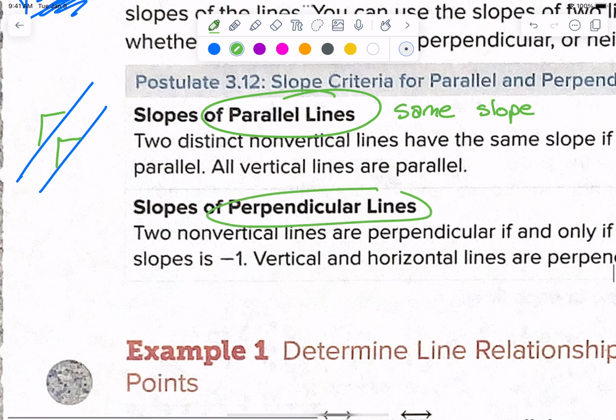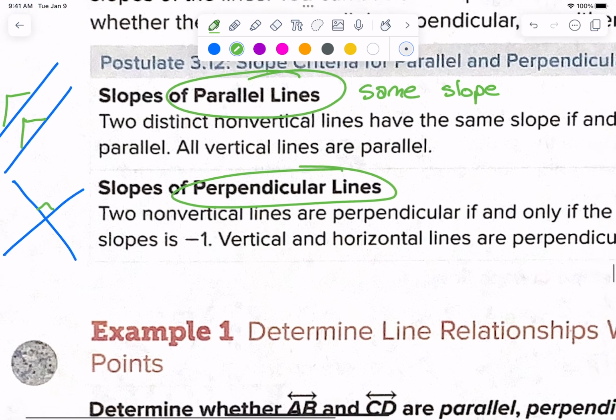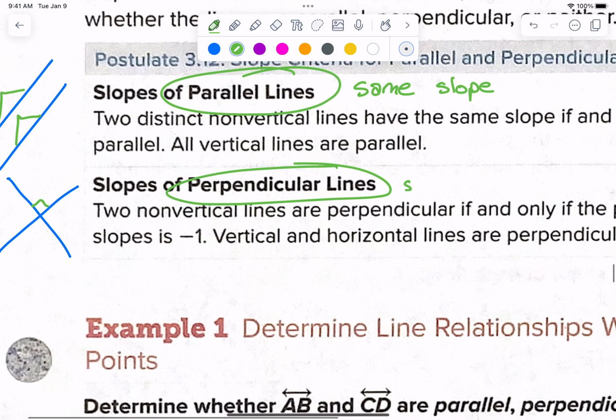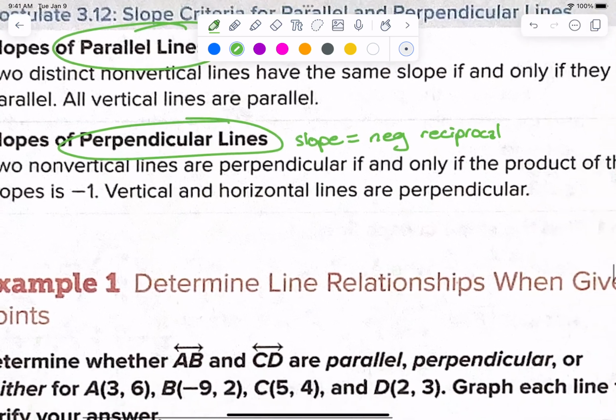What are perpendicular lines again? They cross and they make a 90-degree angle in the corner, right? If 2 lines are perpendicular, the slopes are negative reciprocals of each other. The slopes are negative reciprocals for perpendicular lines.